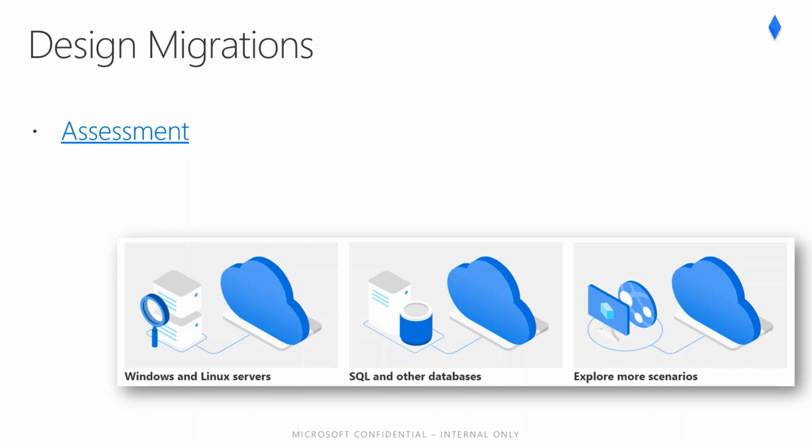In the Azure Migrate hub, you can assess on-premises servers and migrate them to Azure virtual machines, assess on-premises databases and migrate them to Azure SQL, assess on-premises web applications and migrate them to Azure App Services, assess your on-premises virtual desktop infrastructure and migrate it to Windows Virtual Desktop in Azure, and migrate large amounts of data to Azure quickly and cost-effectively using the Azure Data Box product.